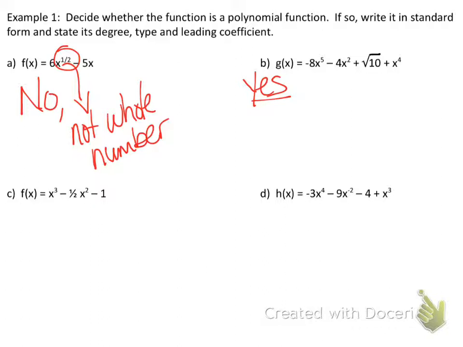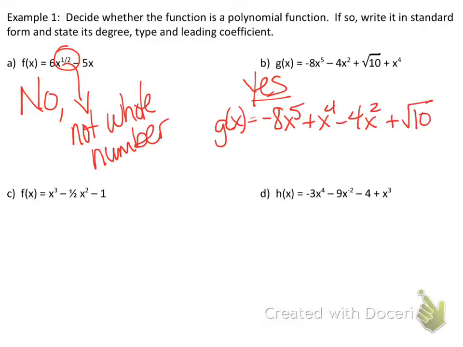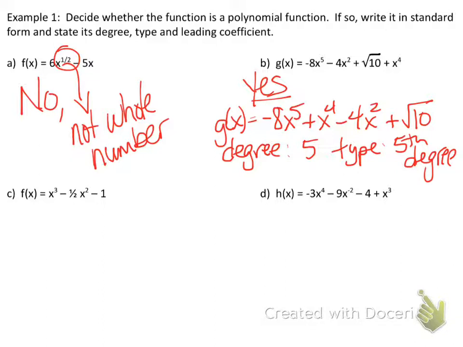To write it in standard form simply means that you're going to write it with the highest exponent first, and the exponents proceed in descending order. So -8x to the 5th, plus x to the 4th, minus 4x squared, plus the square root of 10. Next we need to state its degree. Well, its degree is simply the highest exponent. So once we have it in standard form, it's that first exponent, which is 5. Based on the degree, we can name its type. In this case, we've got a 5th degree polynomial. And then the leading coefficient, well, when it's in standard form, the leading coefficient is simply that first coefficient, which in this case is -8.